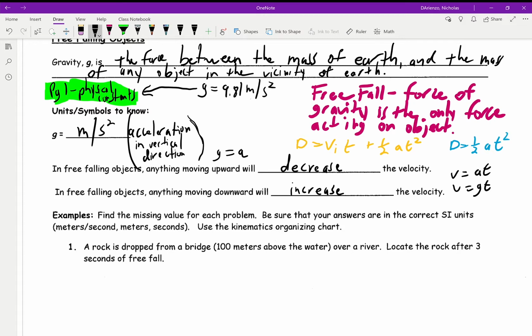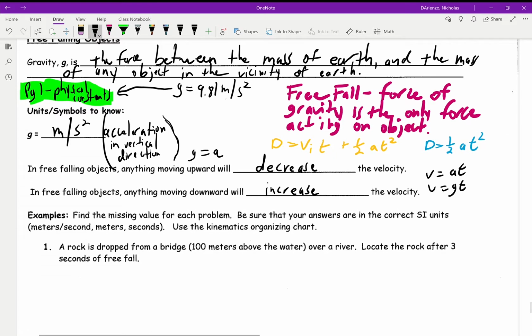Remember that acceleration, or g, is always pointing downwards towards Earth.